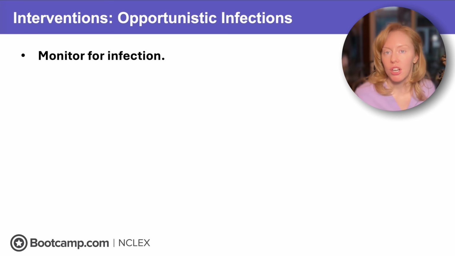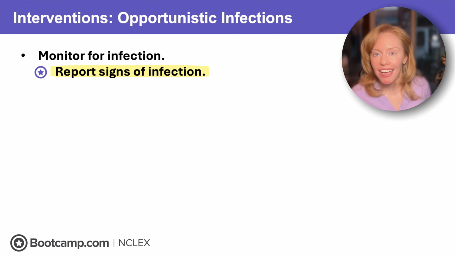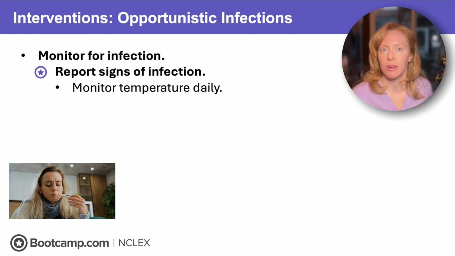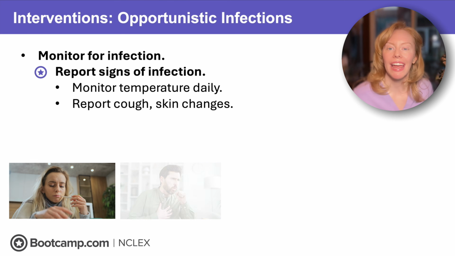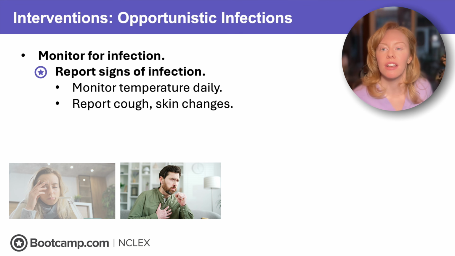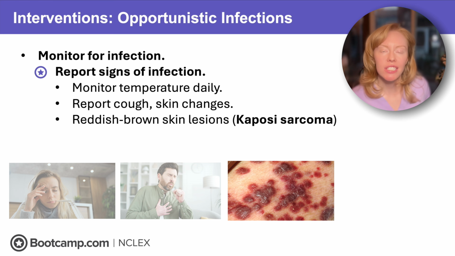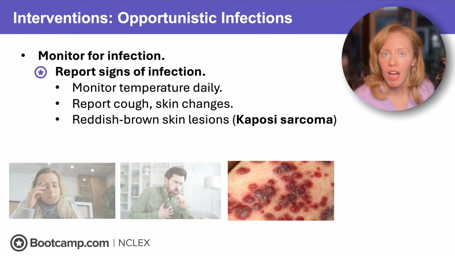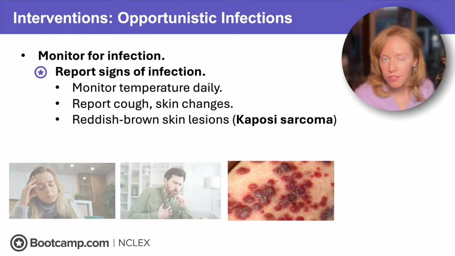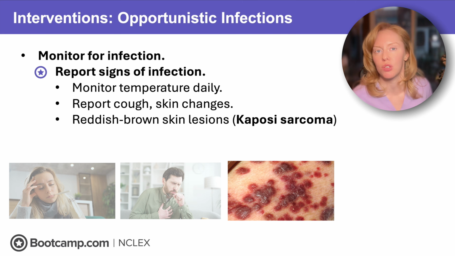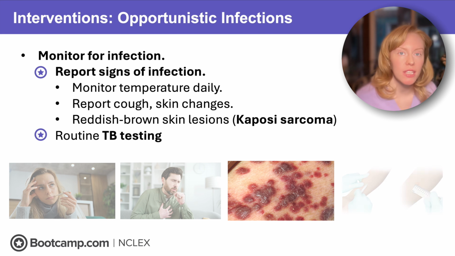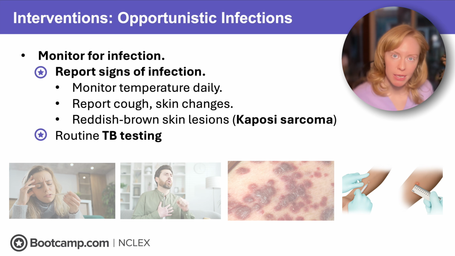They should also monitor for infection and report any signs of opportunistic infection to their provider. To do this, they should monitor their temperature daily, and they should report any cough or skin changes, including the reddish-brown skin lesions characteristic of Kaposi sarcoma, which is a classic opportunistic infection that develops in HIV-positive individuals. And so is tuberculosis, so these patients should undergo routine TB testing as well.